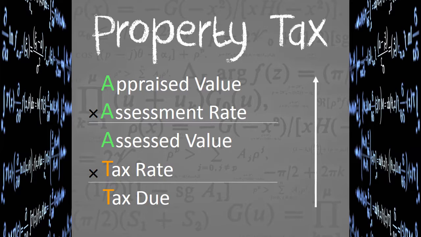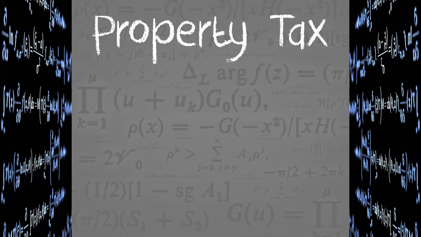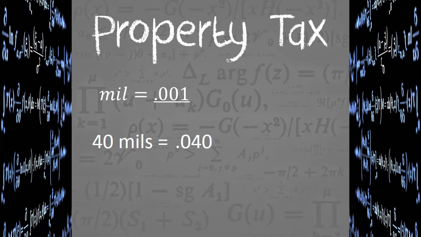Now there's a couple of things you've got to know in order to work these well and efficiently. One of them is you must know that a mil is equal to 0.001. This is 1 mil. So what would 40 mils be? 40 mils would be 0.040. If 1 mil is 0.001, 40 would be 0.040.